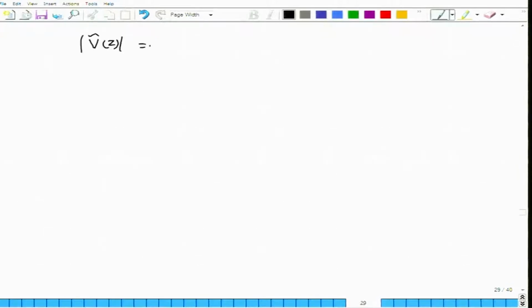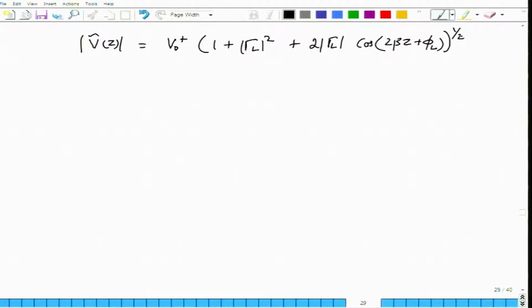Again this is just one step verification. I will consider V0 plus to be real, therefore I removed the magnitude sign from that one, and in the bracket what I get is magnitude gamma L squared plus 2 magnitude gamma L cos of 2 beta z plus phi L. You can verify this, and there will be a one half power on top of it because this is a root of this entire expression.